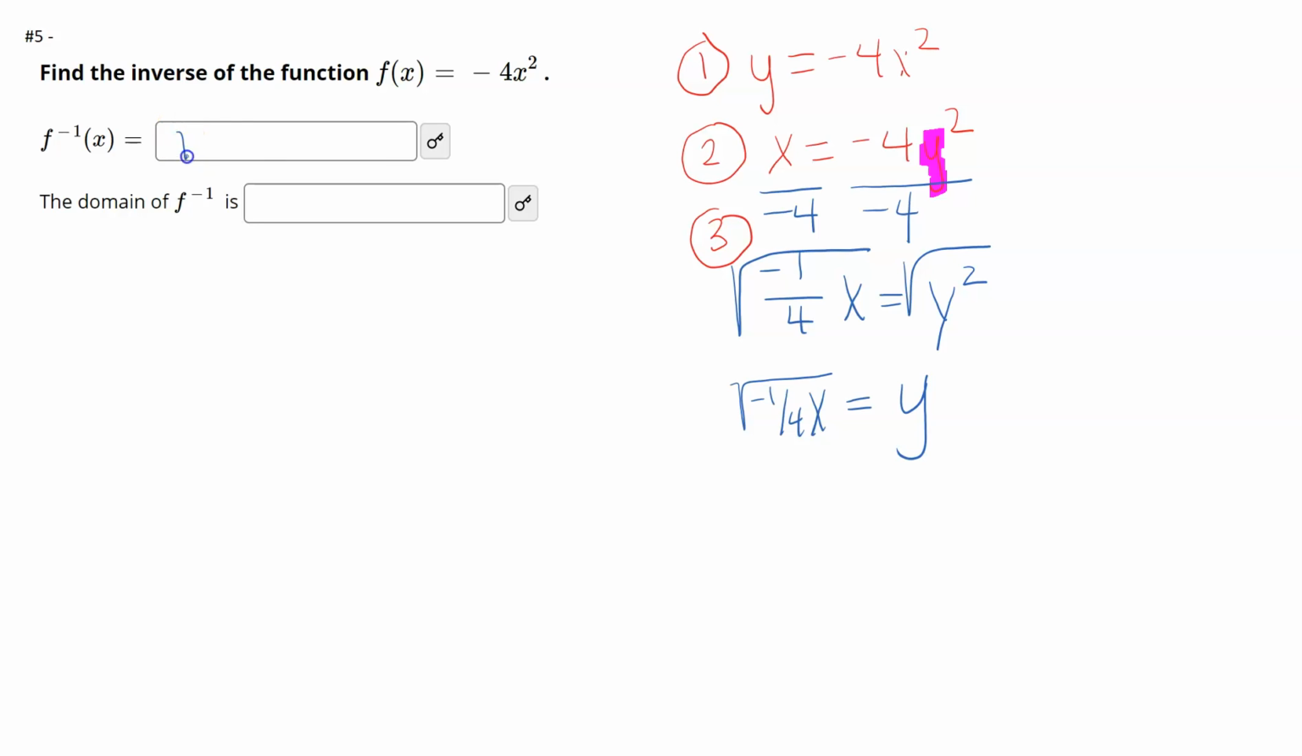So you could write this as negative 1/4 x, or you could write this as negative x over 4. Either of those are the same.